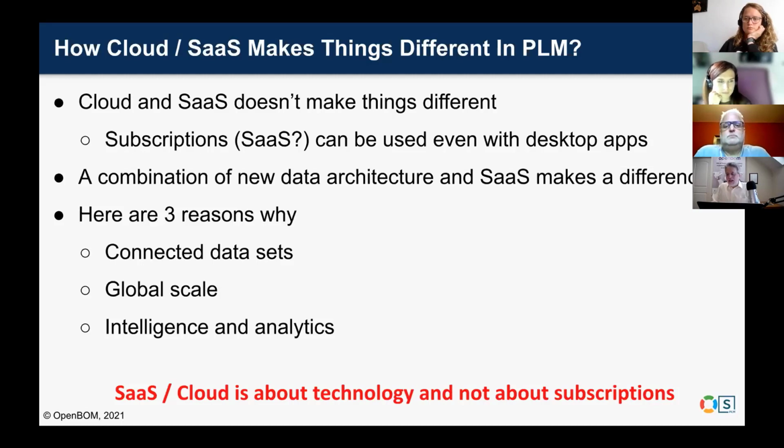So I would say connecting data sets, global scale, and intelligence and analytics are the three main reasons that will make modern PLM different, regardless of whether it's installed and hosted on the global Amazon Web Services stack, or this is the same system that is hosted by a big OEM connecting all contractors and suppliers. So the principles of the systems will be the same, and that's what will make the system different. And it's all about data. Right.